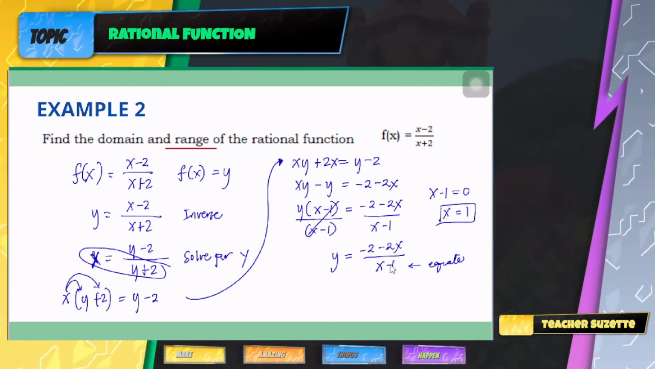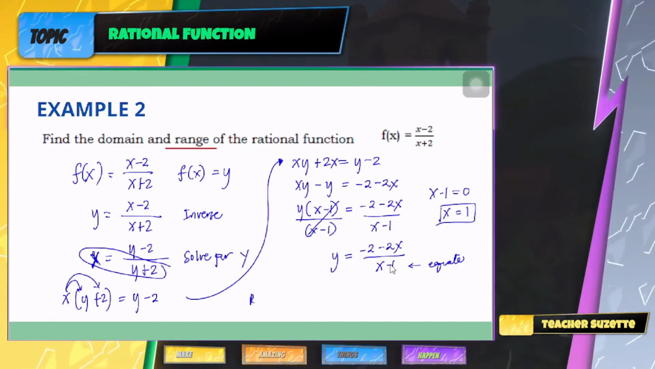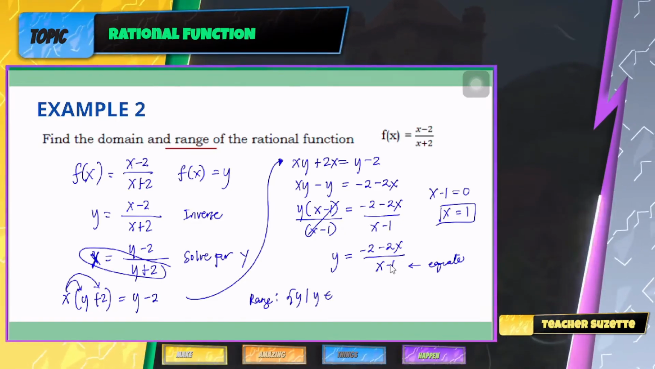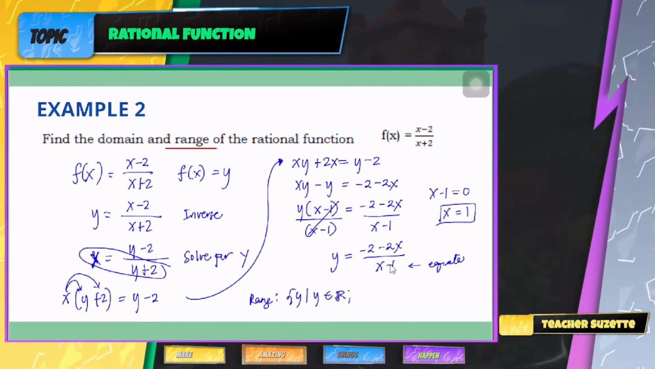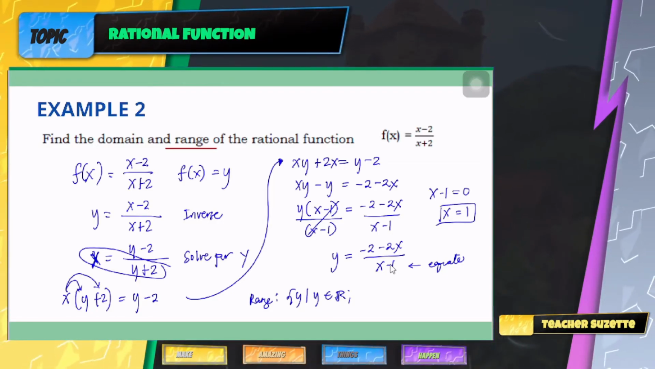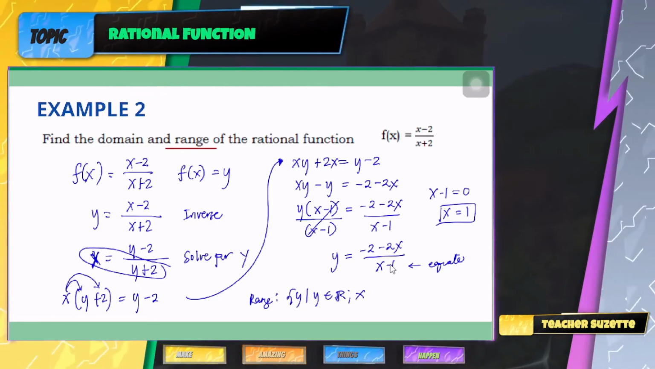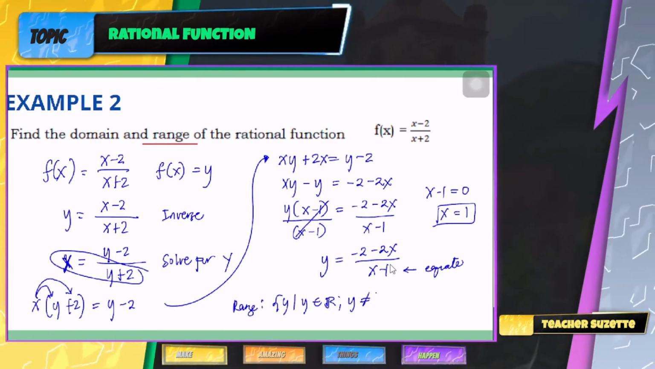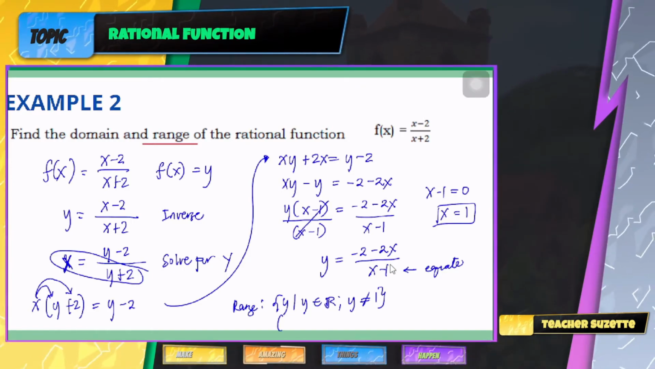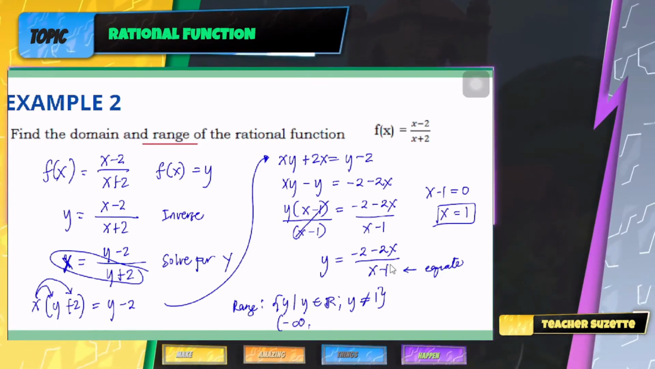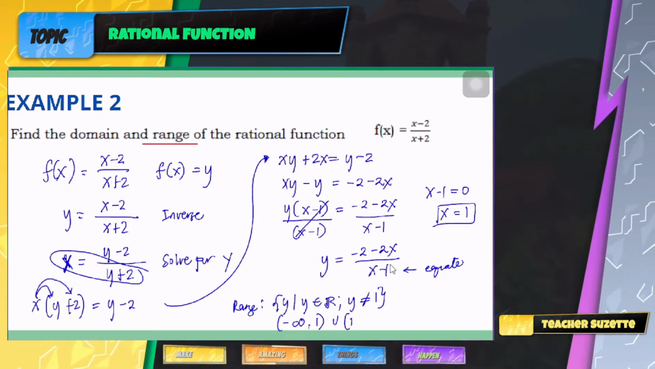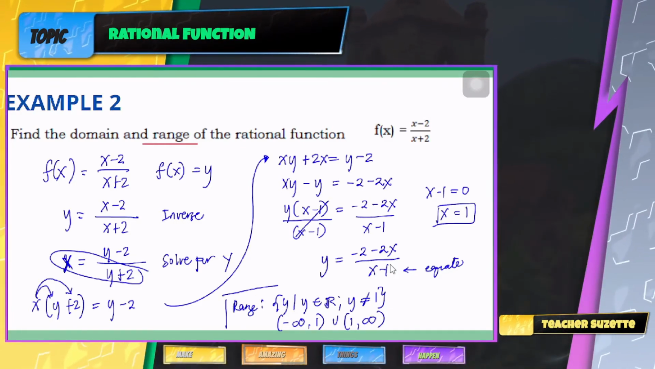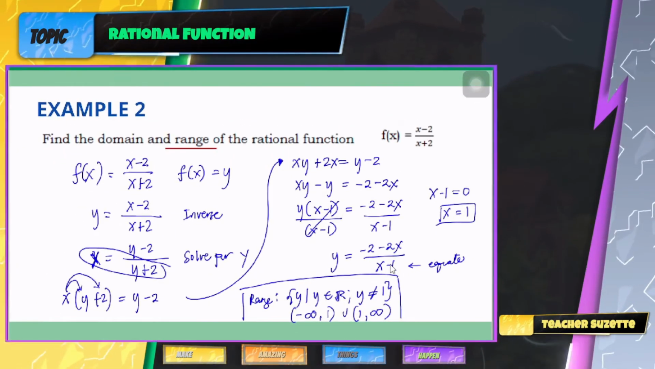So therefore, you can say that your range here is y, such that y is the set of real numbers. However, your y should not be equal to 1. In interval notation, that is negative infinity, 1, union of 1, positive infinity. So now this is the range of our second example.